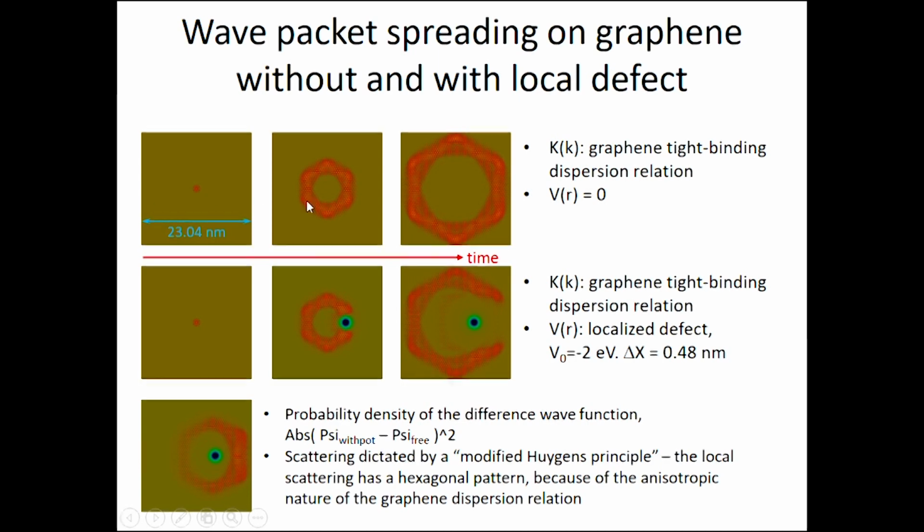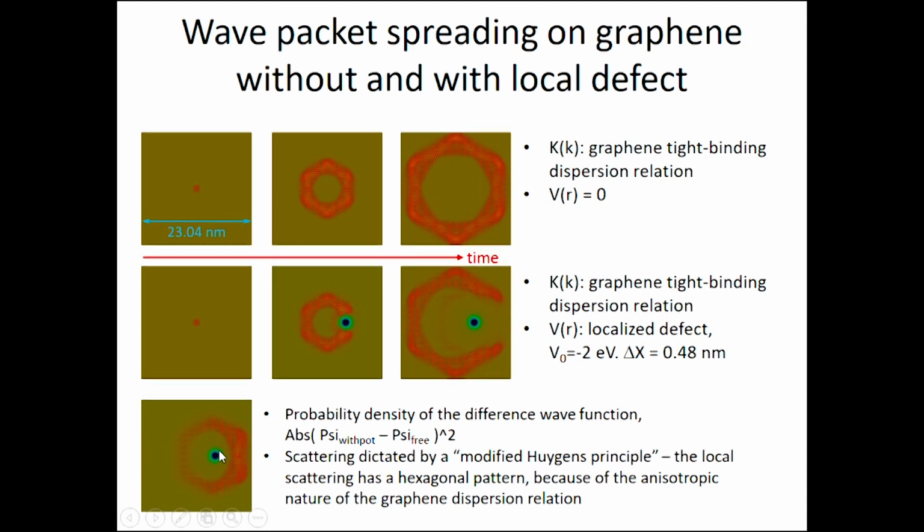So here we have a pristine graphene surface described by the kinetic energy operator, and then we see that the spreading is hexagonal. And in the next part we already have a potential, a Gaussian, and we can see that it produces a scattering. This is the difference of the two. So the scattering is along a hexagonal pattern.